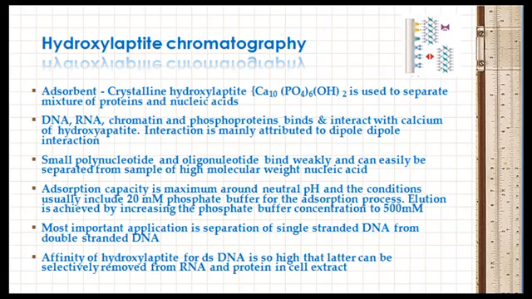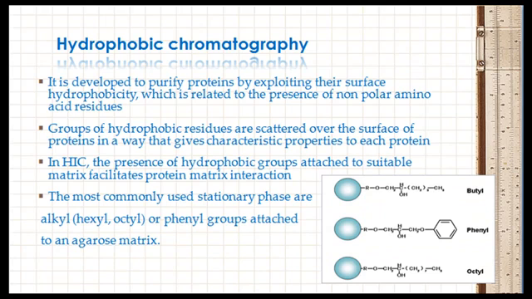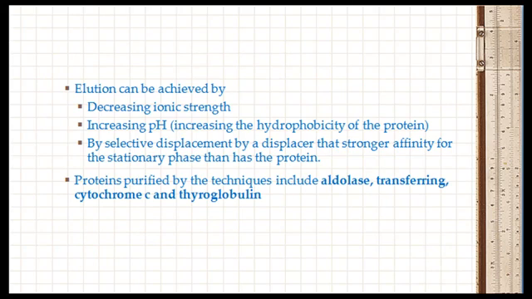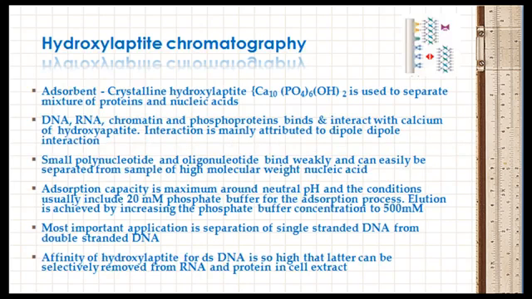This includes crystalline or spherical hydroxyapatite and forms bonded to an agarose matrix. Adsorption capacity is maximum around neutral pH, and conditions usually include 20 millimolar phosphate buffer for the adsorption process. Elution is achieved by increasing the phosphate buffer concentration to 500 millimolar. The most important application of hydroxyapatite chromatography is separation of single-stranded DNA from double-stranded DNA. The affinity of hydroxyapatite for double-stranded DNA is high, and the latter can be selectively removed from RNA and protein in a cell extract.